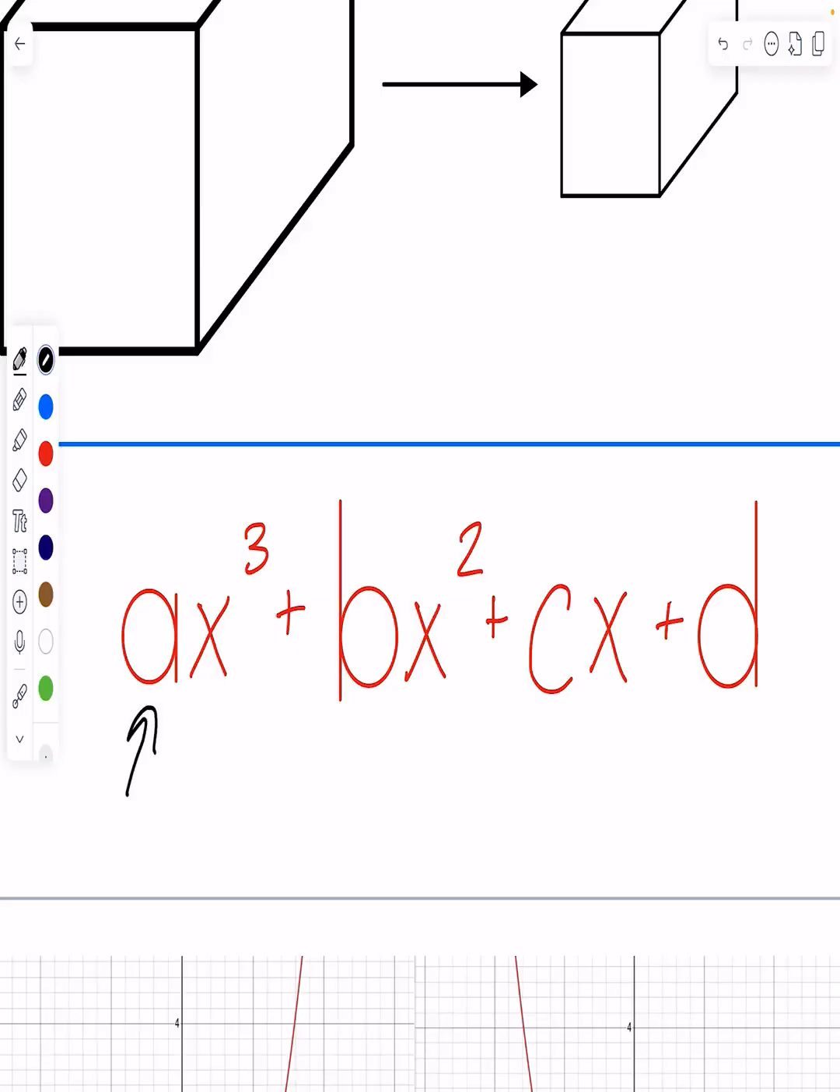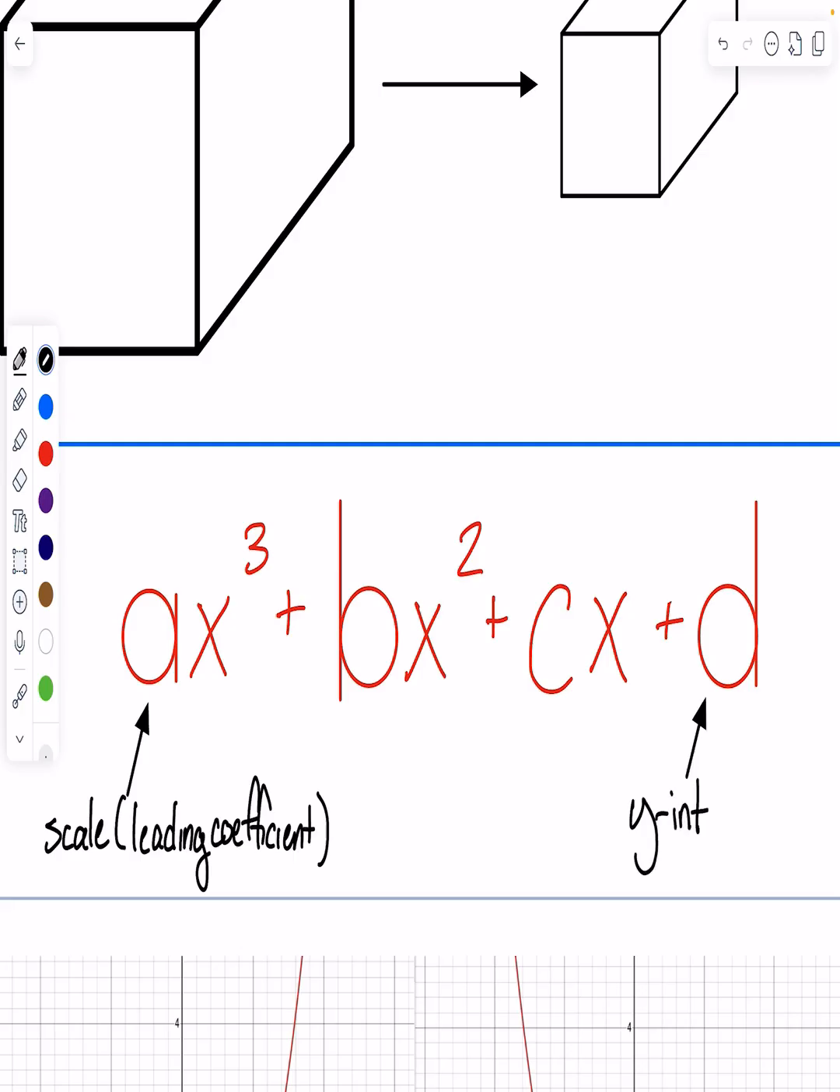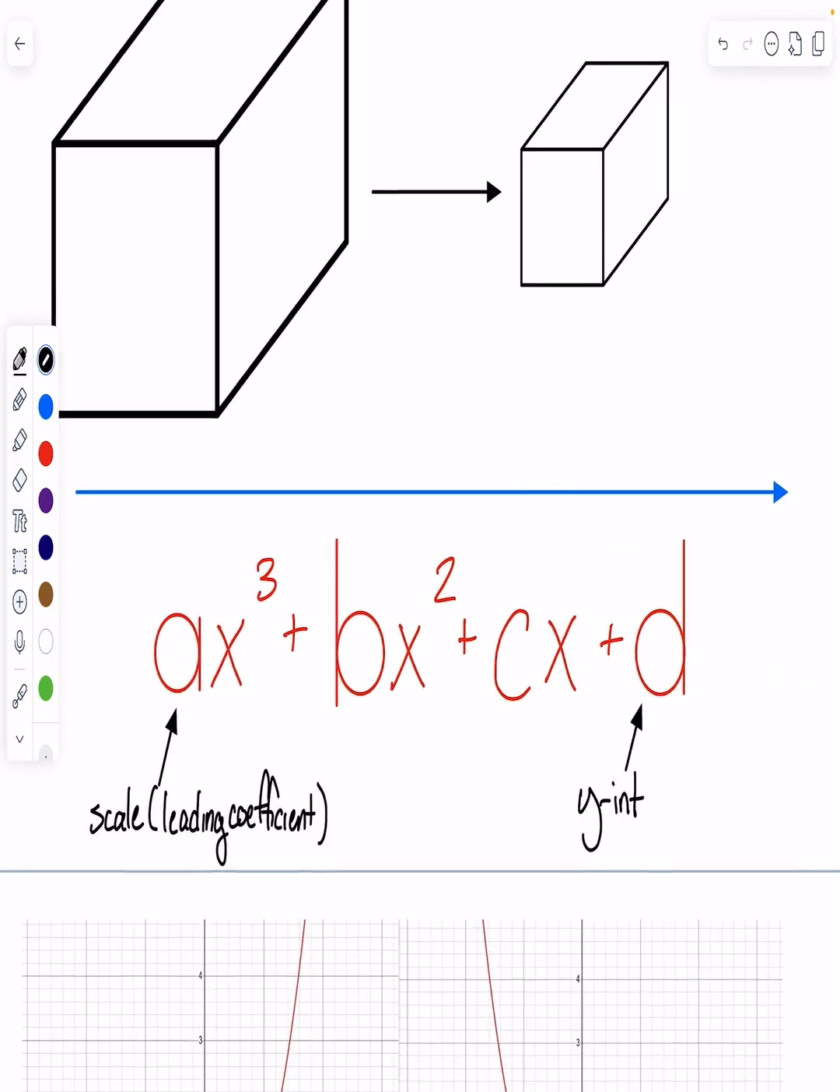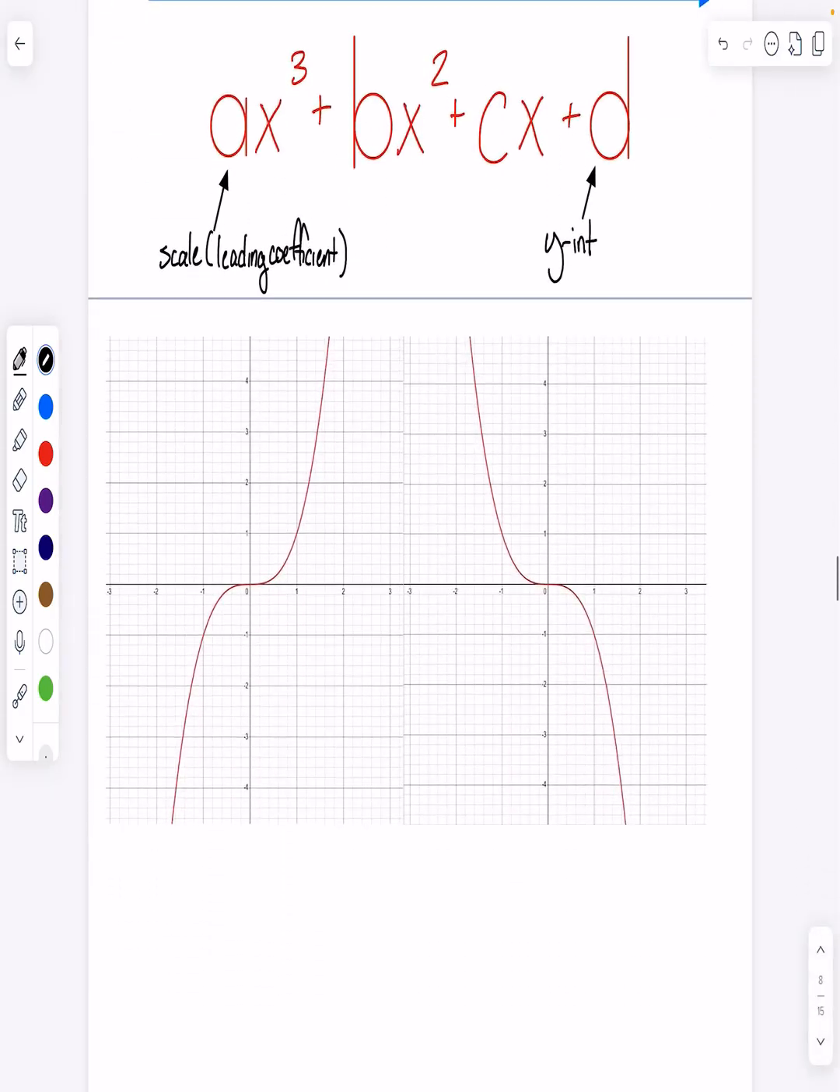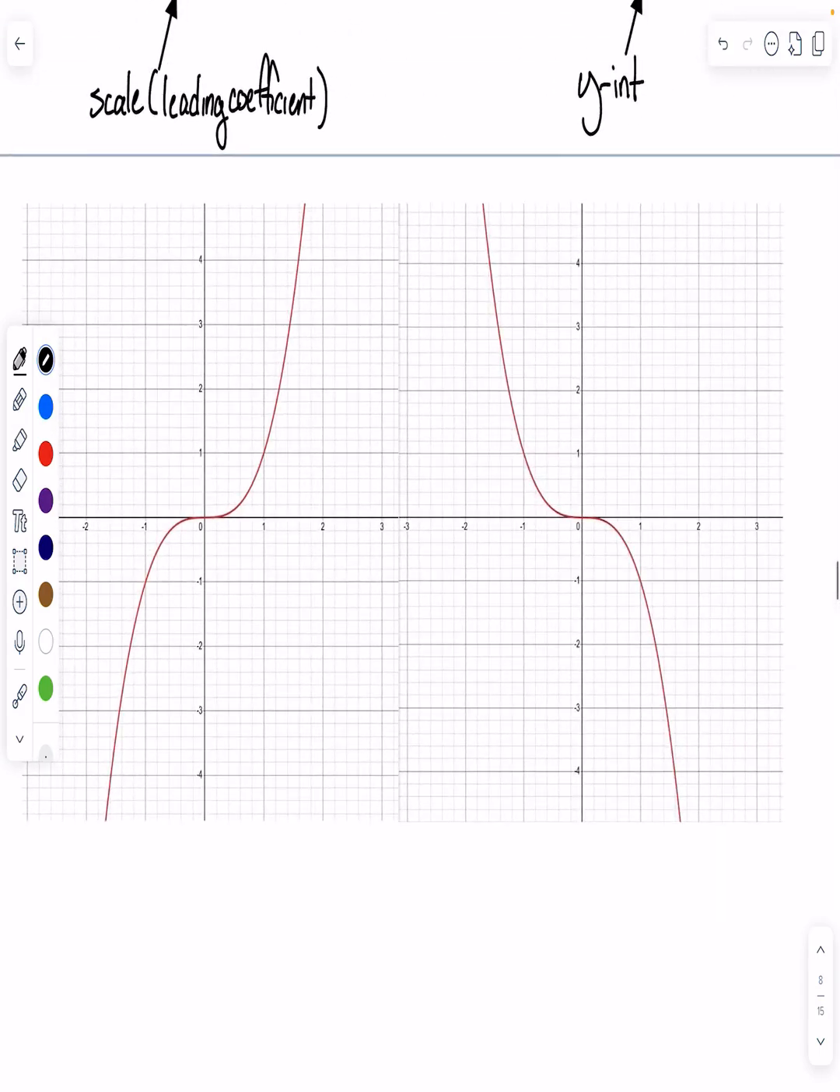And my a value does not change definition. That is still the scale or your leading coefficient, whichever one you want to call it. And then the value of d now is my y-intercept. Your y-intercept is the value that does not have a variable attached to it. Cool, now let's take a look at what happens when I take a look at a few of these cubic functions.